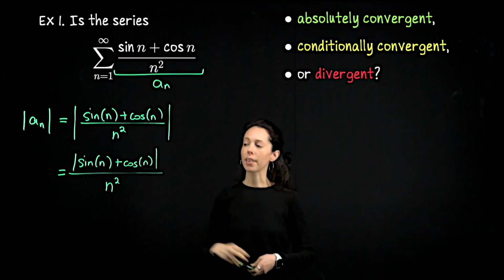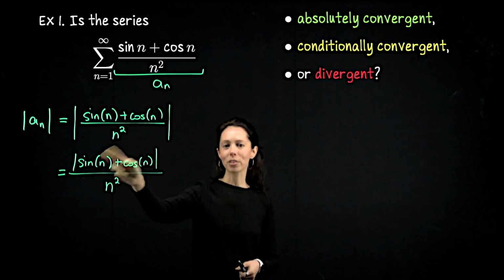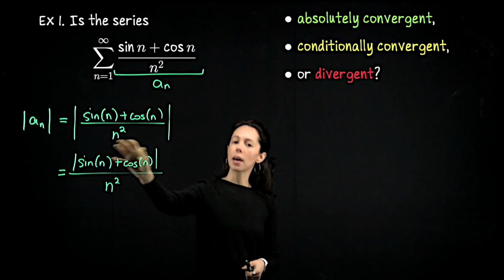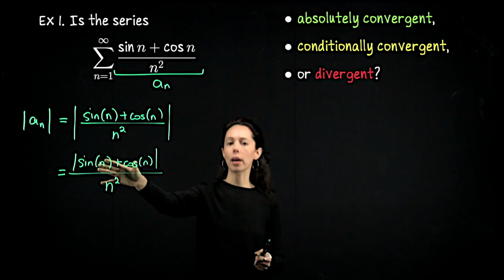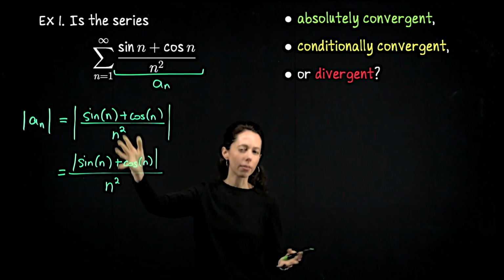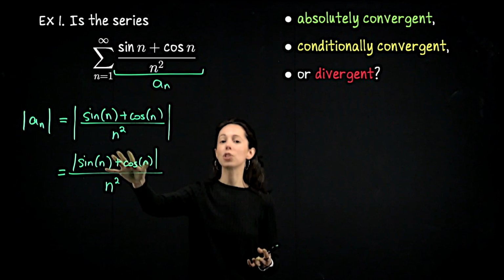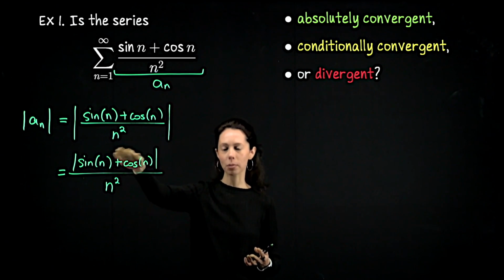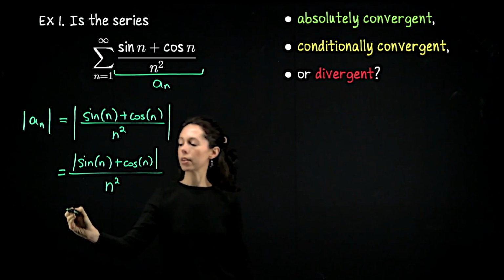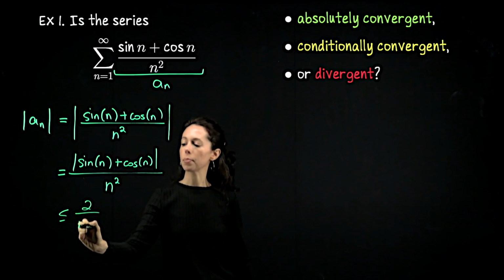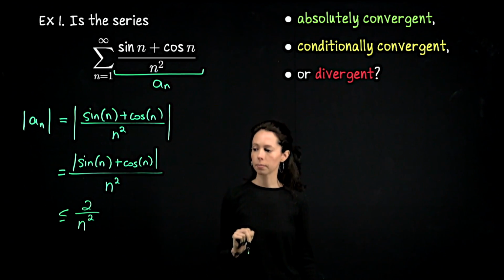Here's the thing: the largest value for sine is 1, the largest value for cosine is 1, and the smallest values are -1 and -1. Whatever this sum is, it's between -2 and 2. So if they were both -1, it would be -2. In fact, they would never be both -1 at the same time, just mentioning that. But we could say that -2 is less than or equal to whatever this sum inside the absolute values is, less than or equal to +2. So overall, this numerator is less than or equal to 2, so that the absolute value of our series terms is less than or equal to 2 over n squared.